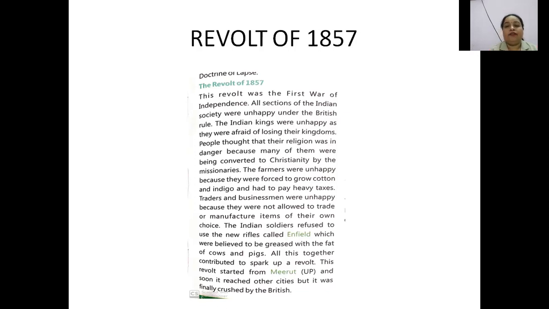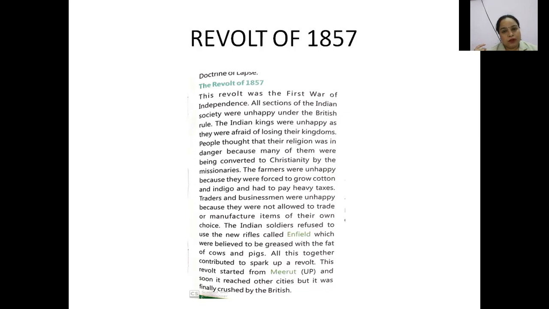Suppose I am manufacturing wool cloth, but the British people are forcing me to manufacture cotton cloth. So I am manufacturing cotton cloth because the Britishers are forcing me to do that.